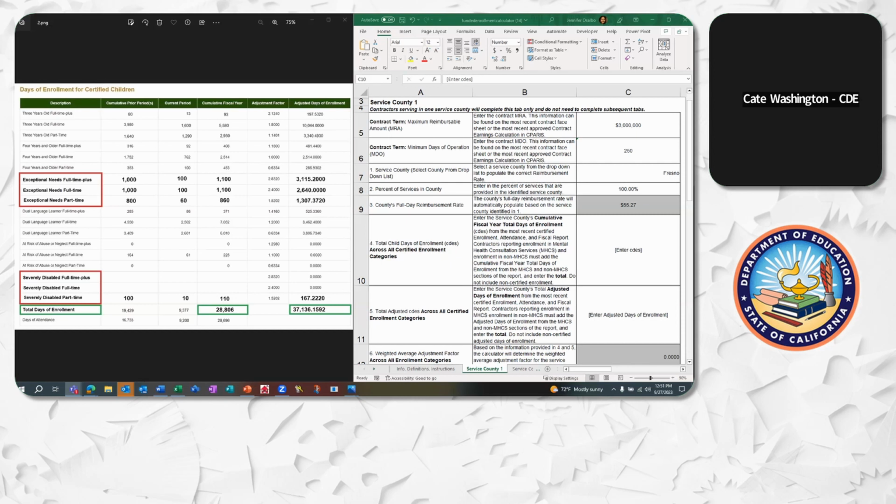So first, let's enter the total days of enrollment. This number is the total of all days of enrollment across all categories from the enrollment attendance and fiscal report. Enter the cumulative fiscal year total. In our example, that is 28,806.